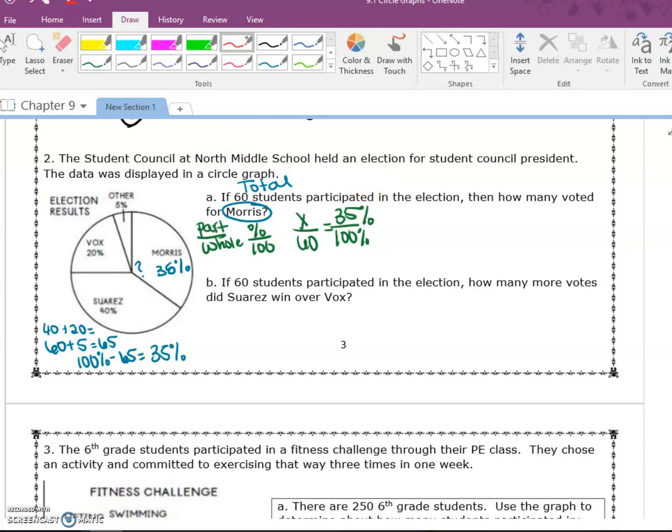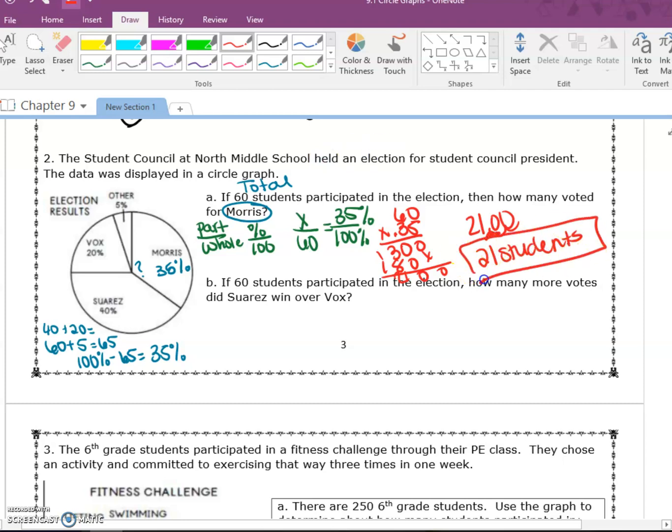Okay, so you can cross multiply and divide, or you can take 60, our total, and 0.35 to get the number of students. So that would be 30 times 0.35... Add those together. So 21, since we moved that decimal over, 21 students voted. That would be our total of students that voted for Morris.